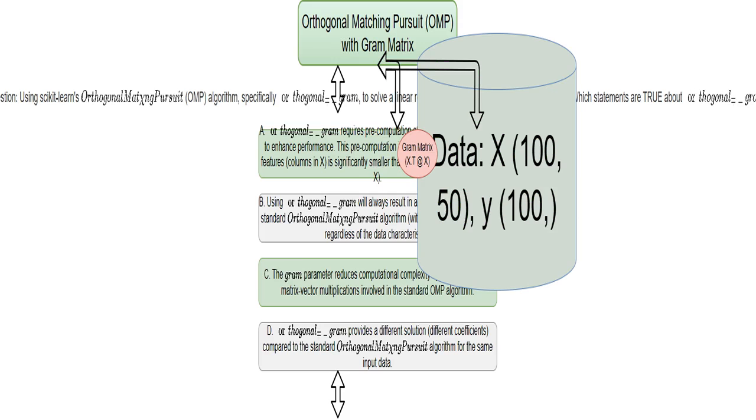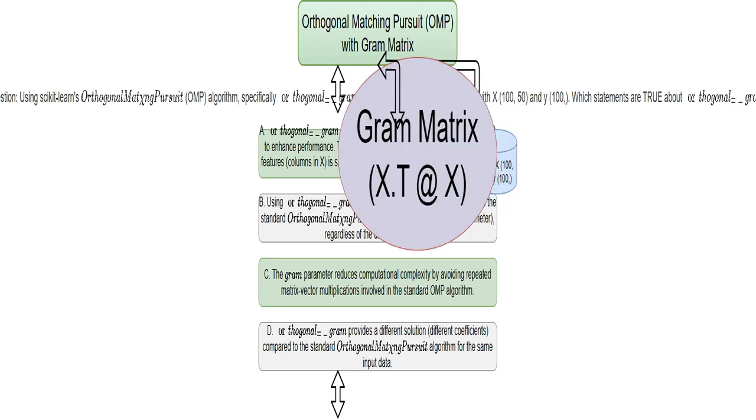The target vector Y has 100 values which correspond to each sample in X. This represents the gram matrix, obtained by multiplying the transpose of matrix X by matrix X itself. It's a 50 by 50 matrix. In simple terms, this matrix summarizes all the relationships between the 50 features in our dataset.